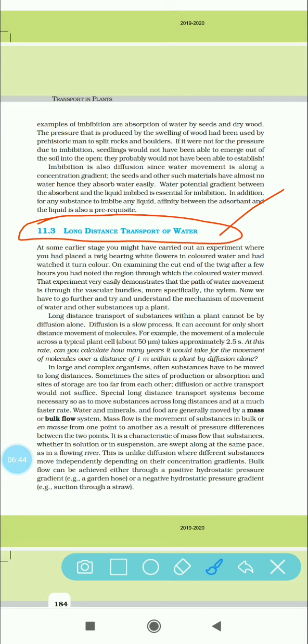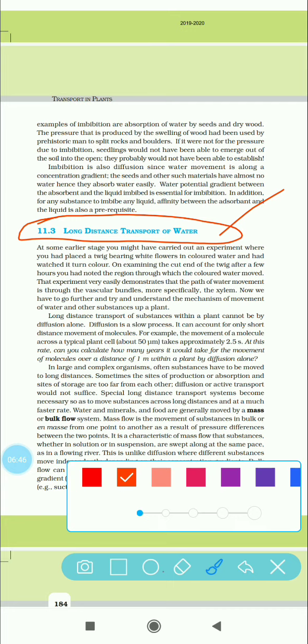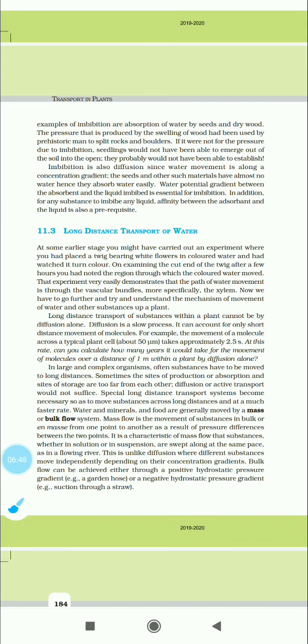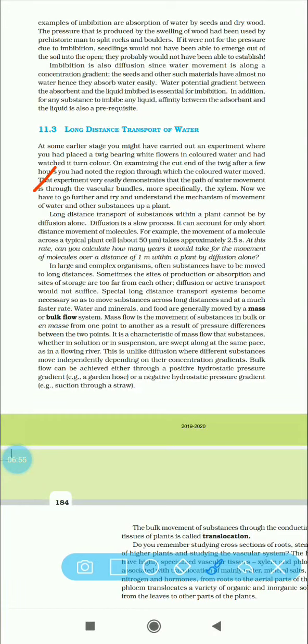We'll discuss the long distance transport of water. Okay, so kindly pay your attention. Now they are mentioning in this paragraph that in the lower standard you might have done the experiment where you place a twig having white flowers in colored water, and after a while you might observe that the color of the flowers has turned into the color of the water you have put it in.